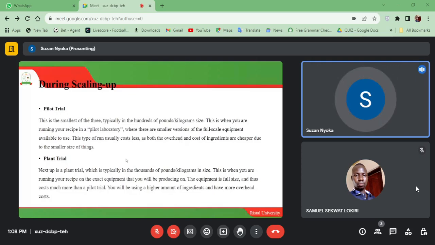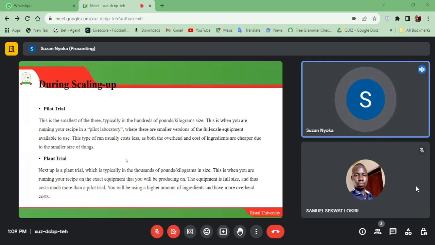And then the second one is the plant trial. This is where you have thousands of pounds or kilograms in size. This is when you're running your recipe on the exact equipment that you will be producing on. In the pilot, you have smaller equipment, so you're getting things in smaller scales, just trying things out. And when the pilot is a success and it is what you've actually wanted your product to be, you move to the plant trial.